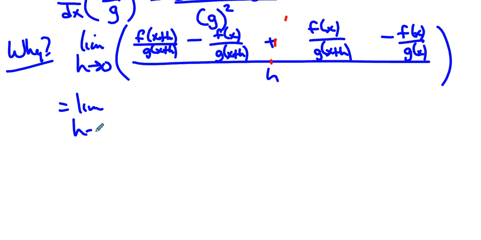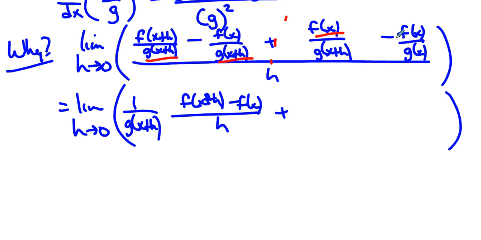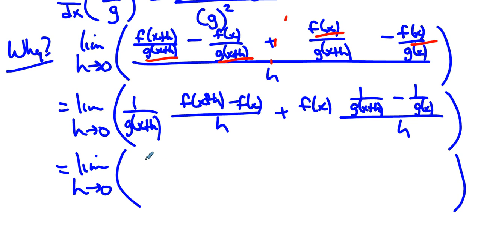So what does this do? Well, on the left, there's an over g of x plus h. And what remains looks an awful lot like a derivative. On the right, there's an f of x. And what remains doesn't look anything like a derivative. But fear not. This part's all fine. There's nothing I'm changing over here.